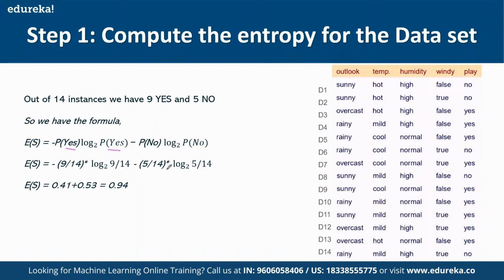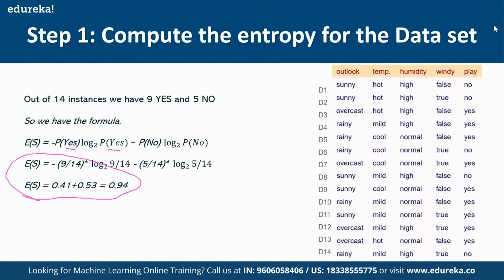5 out of 14. Multiply this with log base 2, 5 out of 14. So once you calculate this, you will find out the entropy of this entire system. Entropy of this entire system is 0.94. Okay, so this is the entropy of your entire sample space. This is the first thing.